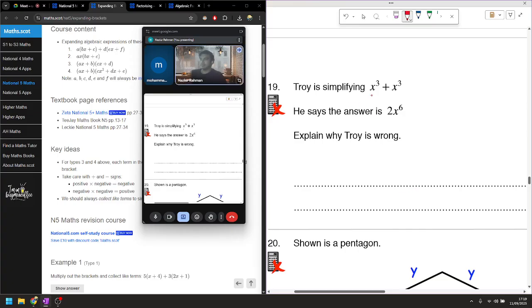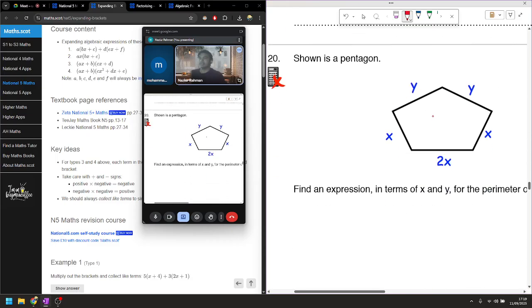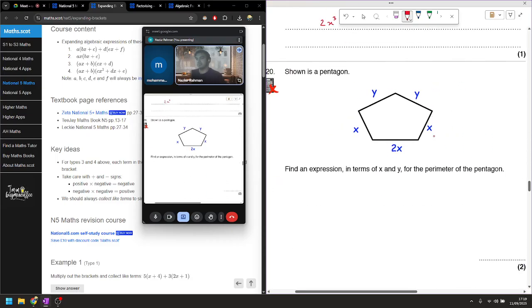Okay, so try simplifying x cubed plus x cubed. He says the answer is 6x to the power 2x to the power 6. He's wrong. Explain why. So here we just say I have x cubed and I have another x cubed. So I have 2x cubed. Right? Yeah. So he's adding the powers together as well, which he shouldn't.